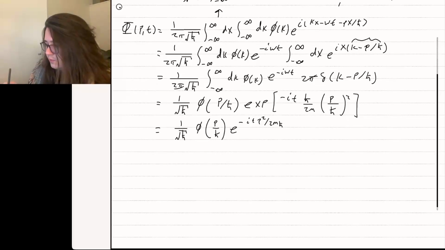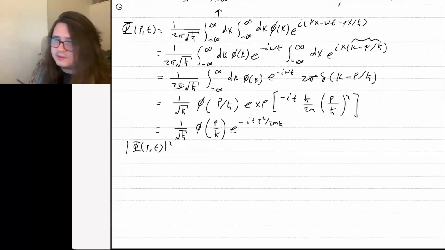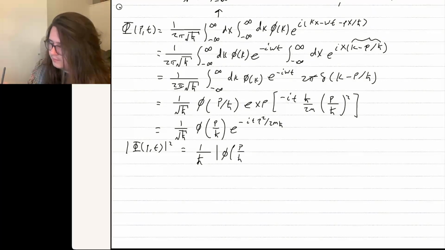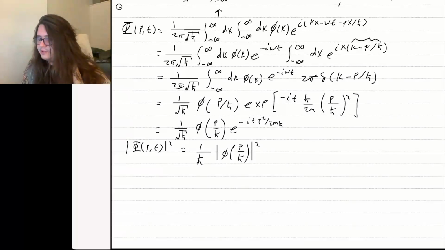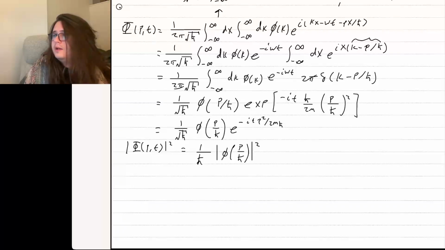The square modulus of this doesn't depend on time because the only place where time dependence shows up is in a complex exponential. So when we take the square modulus, it'll just go away. And then we've got 1 over h bar times the square modulus of the initial momentum distribution. But okay, yeah. So that's that.